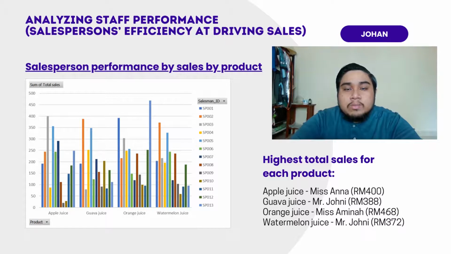For guava juice, it is Mr. Johnny with RM 388 sales. For orange juice, Miss Aminah with RM 468 sales. And for watermelon juice, it is Mr. Johnny with RM 372 sales.